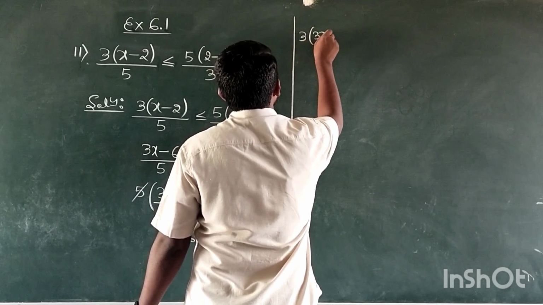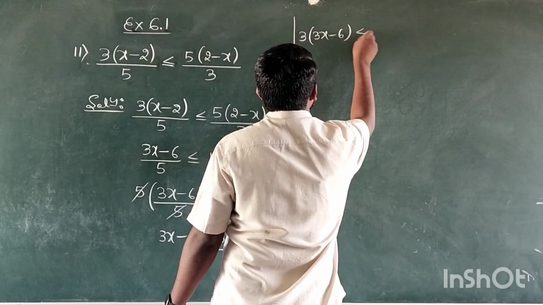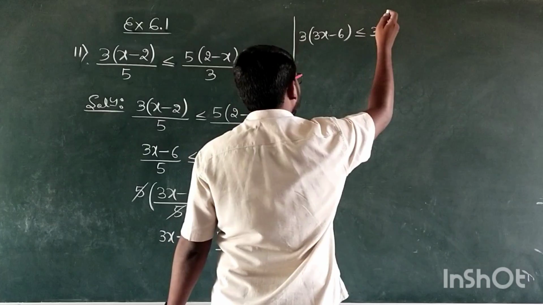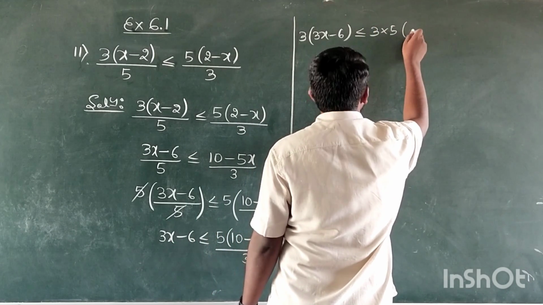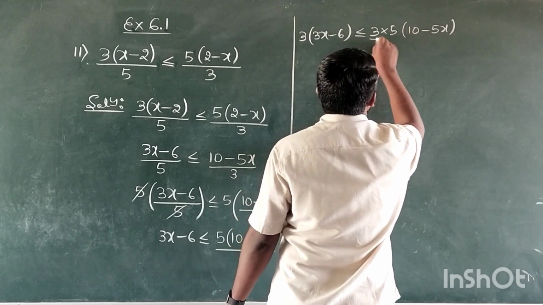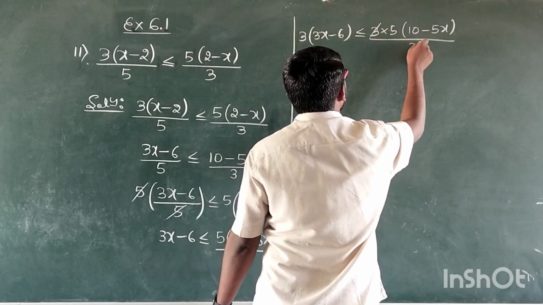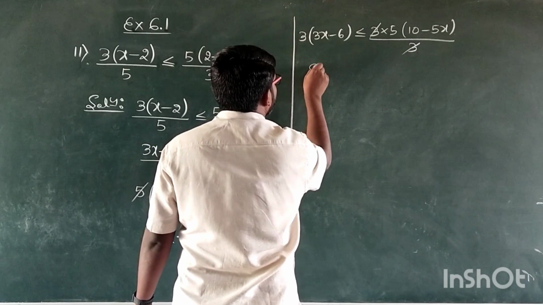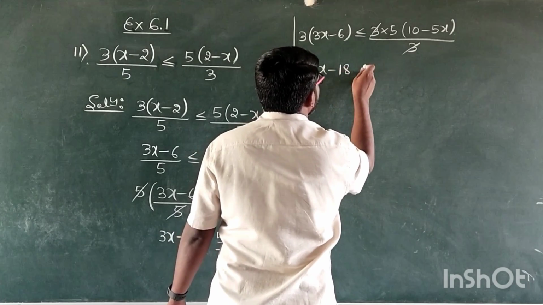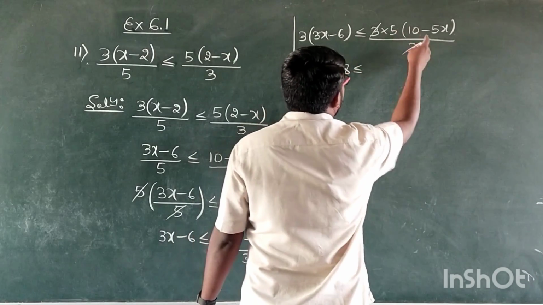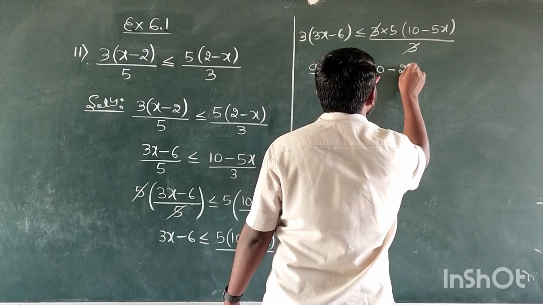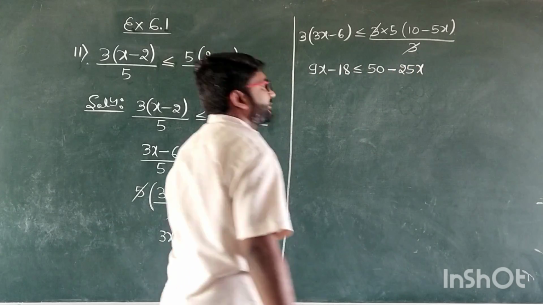3 times (3x minus 6) less than or equal to 3 into 5 into the bracket (10 minus 5x) divided by 3. So 3 and 3 get cancelled here. So 3 into 3x it will be 9x minus 3 into 6 it is 18. Then less than or equal to, so 5 into 10 it is 50 minus 5 into 5 is 25x.